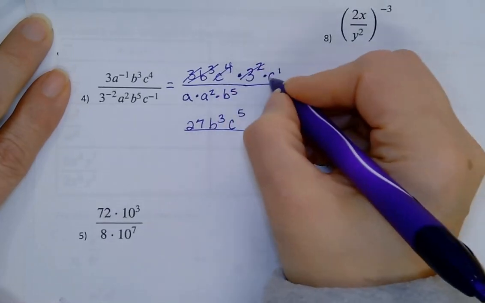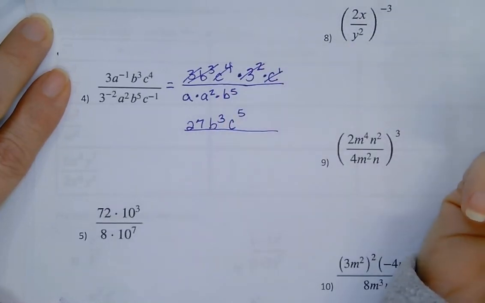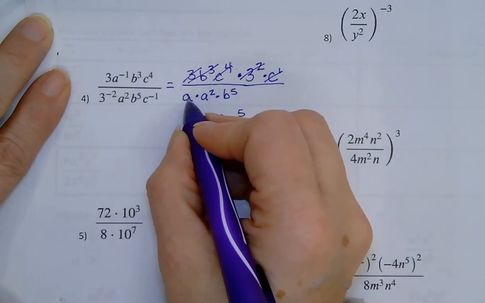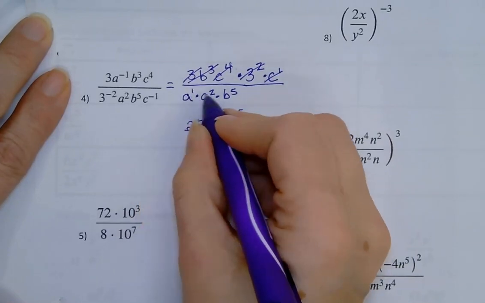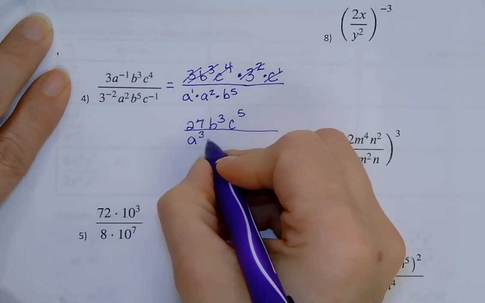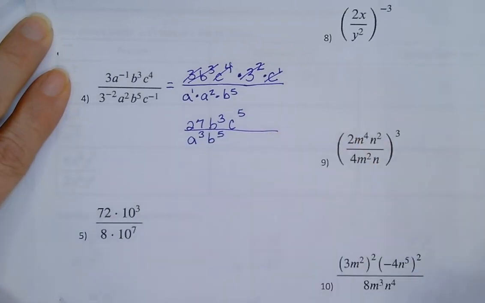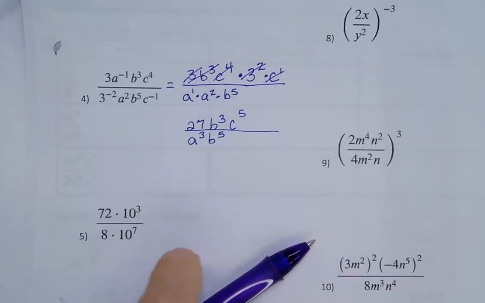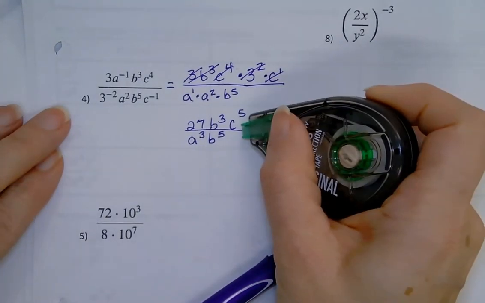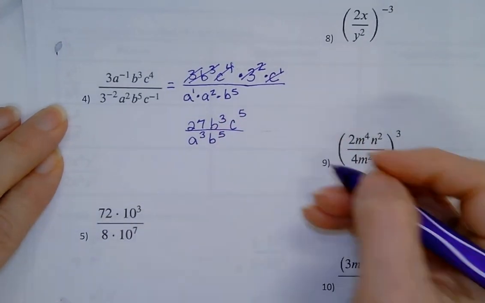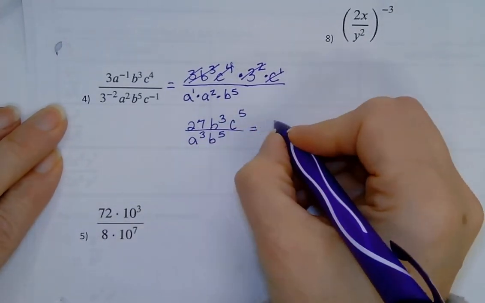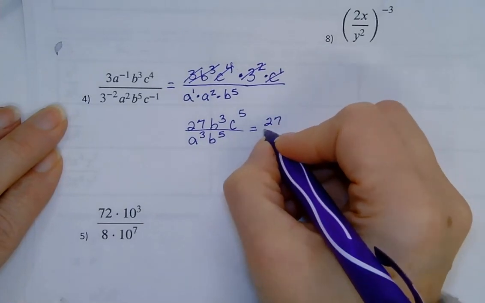Okay, I've taken care of my numerator. I've simplified it a lot. My denominator, I have a times a squared, so that's going to be, keep the base a, add 1 plus 2, it's a to the 3rd times b to the 5th. I'm getting there. I'm nearly done, and we're going to say that this is 27, it doesn't change.